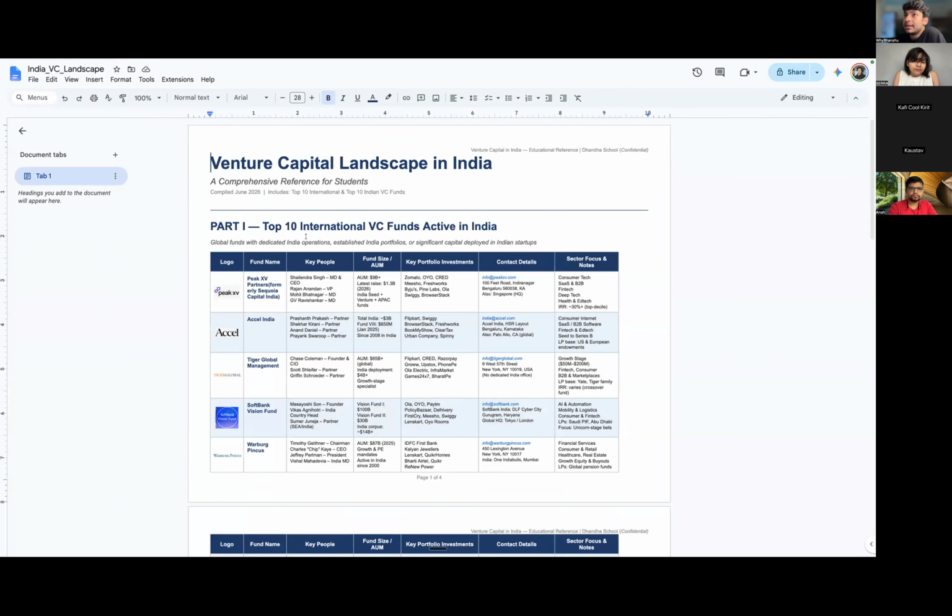Now, for players, the way I've bifurcated this is by international funds and Indian funds. International funds have most of their capital coming from outside India. Indian funds have most of their capital coming from India. The first name that you will see in this list is this company called Peak 15, whose office is in Indiranagar, 5 minutes from where I stay. This company is, I would say, in many ways the pinnacle of the Indian VC ecosystem right now. Earlier, it used to be called Sequoia India. Now they've renamed themselves to Peak 15 Partners. The name comes from the 15 people who run this company.